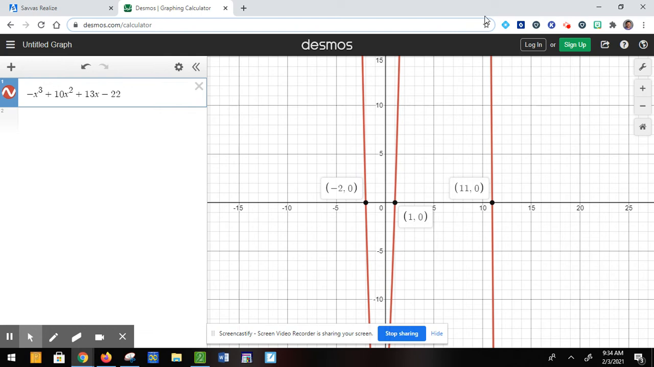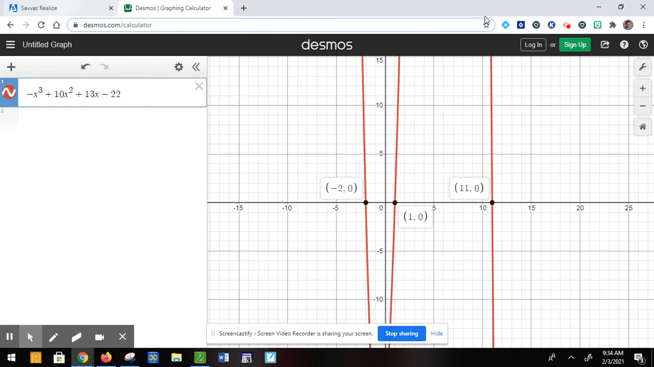So at this point, I know that those are the zeros because I'm seeing them precisely on the graph. If they were crossing it somewhere, like instead of 1, it was at 1.1, it would tell me that it was 1.1. It's not 1.1, it's 1. So the zeros are -2, 1, and 11. So you can use that information to confirm that those are the zeros.